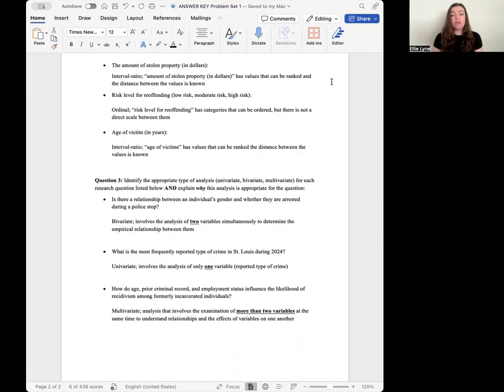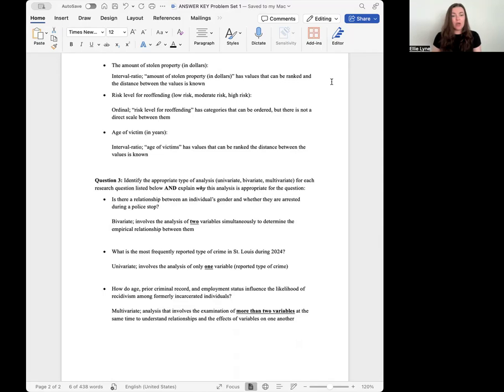This is an example of an ordinal level variable because, similar to our example above about the security levels of prisons, it does have categories that can be ordered, but there isn't a direct scale between them, nothing measurable like the previous example about the amount of stolen property in measurement of dollars. And so it still has an inherent order that would make more sense to us if we were to order it accordingly from low to high, but we can't measure anything directly from it.